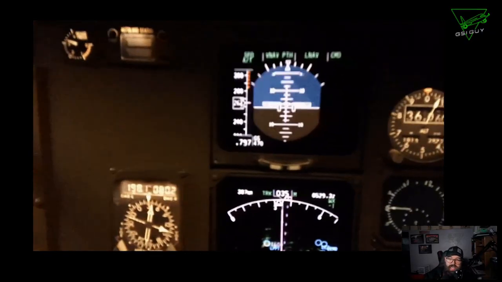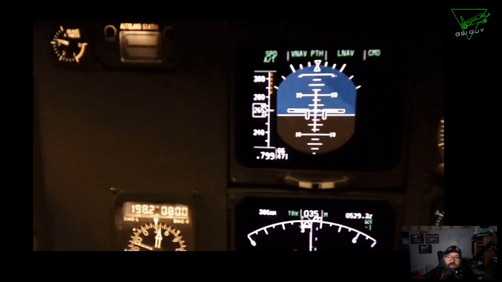This is 36,000 feet. I'm going to pause it right here. You can see on there, ADI on that top one, you can see he's in speed mode, VNav path, LNav, and command, CMD on the far right. That CMD means that the autopilot is engaged. Okay, and then the other three are saying how it's engaged.